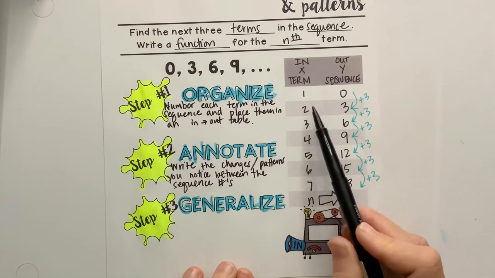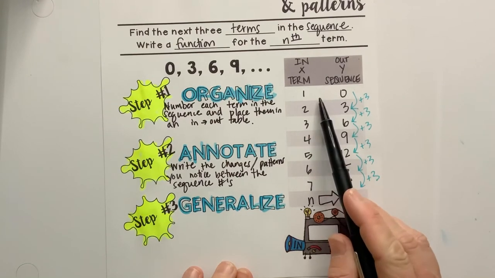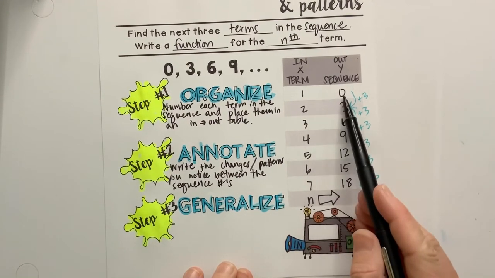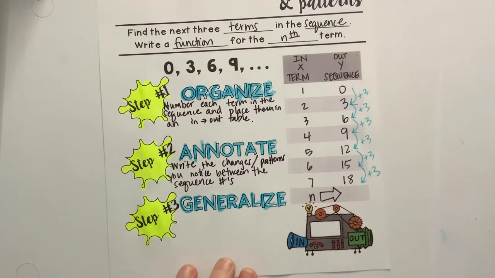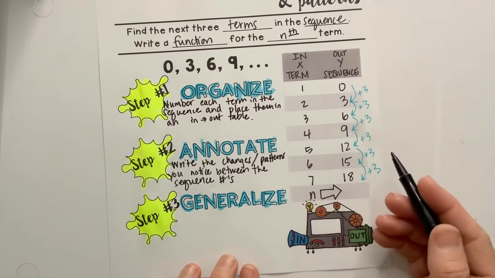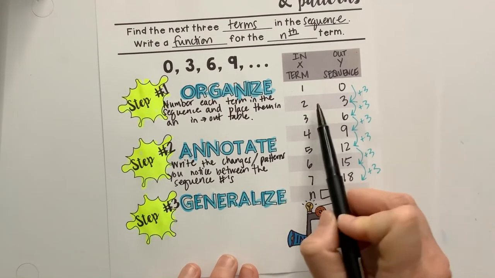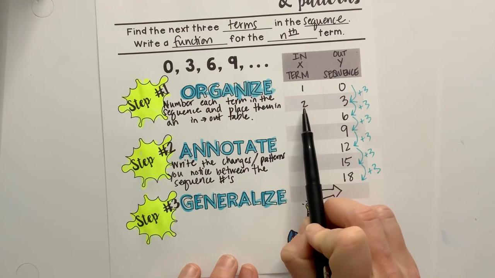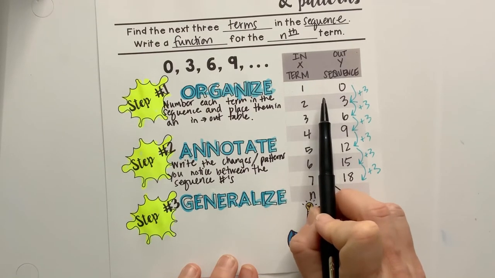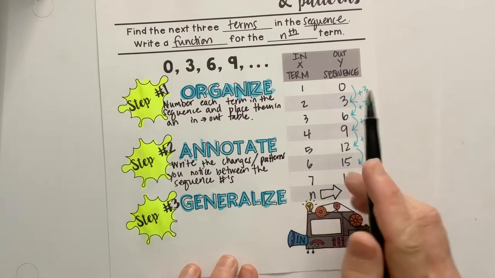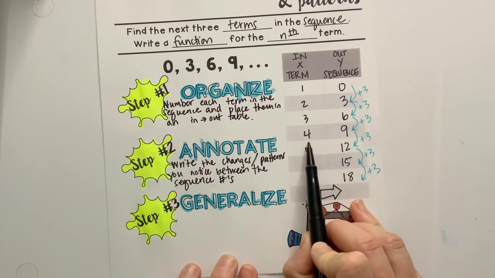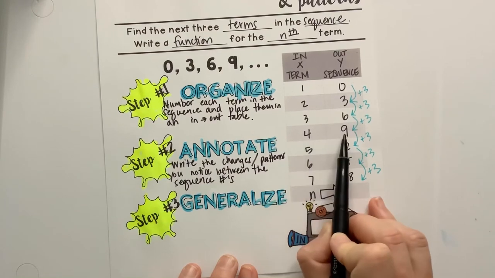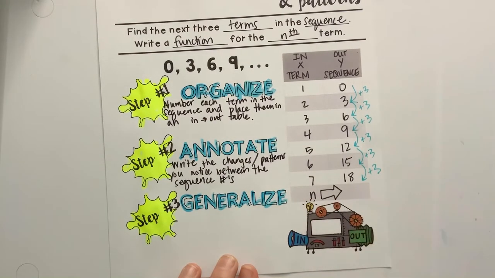So 1 times 3, I'm now at 3, but my output is 0. So how do I go from 3 to 0? Well, I subtract. So again, this is a two-part rule. It could be times 3 minus 3. Let's go ahead and continue to check it. Input is 2, multiply by 3 is 6, minus 3 is 3. I think I'm onto something. 3 times 3 is 9, minus 3 is 6. 4 times 3 is 12, minus 3 is 9. Okay, so I think I have the rule.